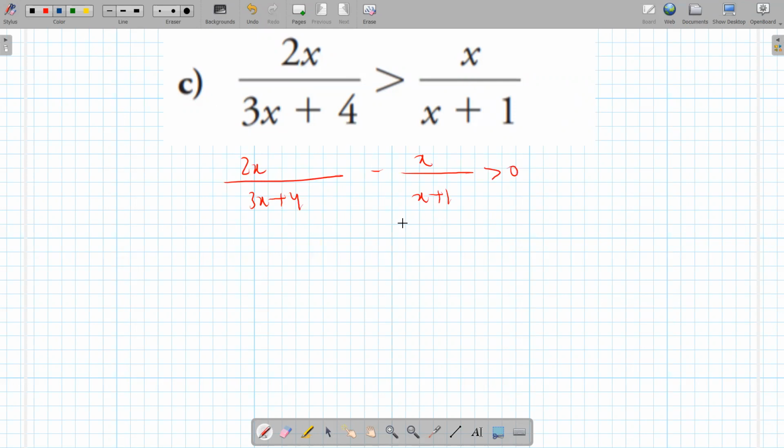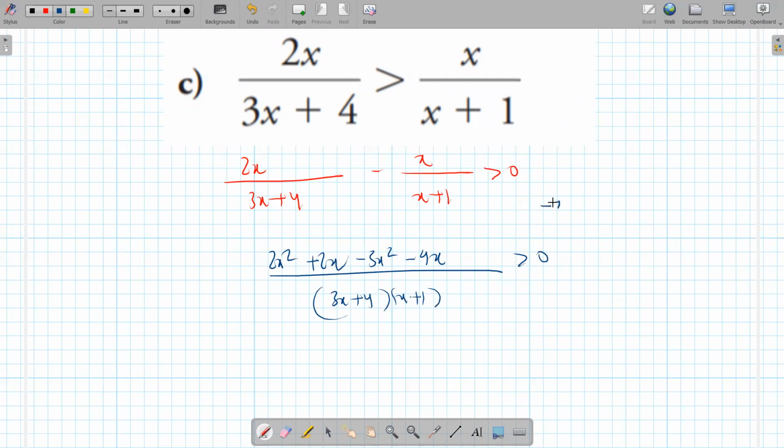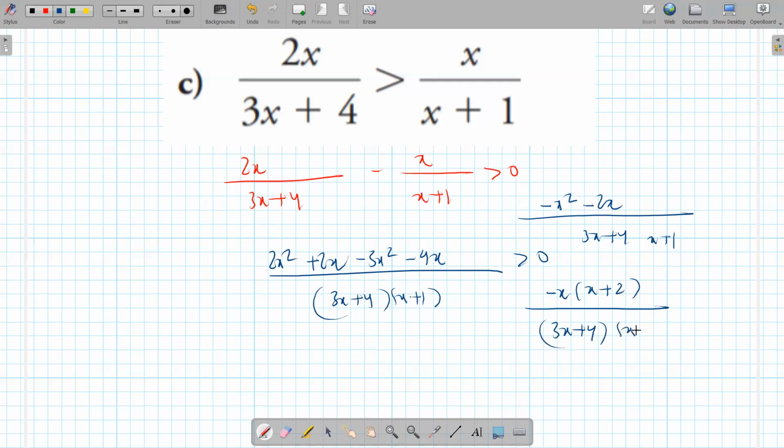Multiply this with this, so this becomes 2x squared plus 2x. Multiply this with this, becomes minus 3x squared minus 4x, all over 3x plus 4 and x plus 1. If you clean it up, it becomes minus x squared minus 2x over 3x plus 4, x plus 1. Minus x squared minus 2x. Here you can just pull out a minus x, then you're left with x plus 2. That is greater than 0. There we go. That's what we needed.